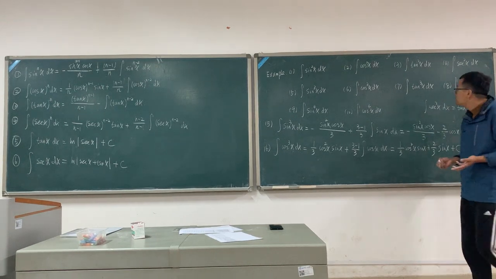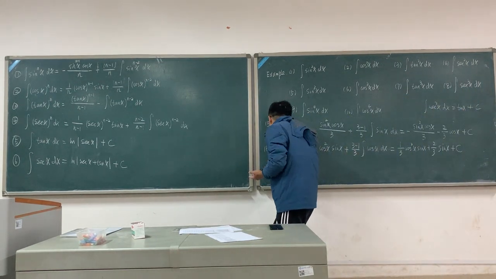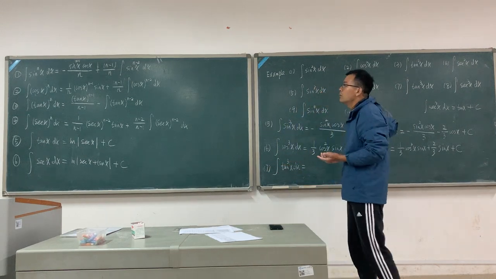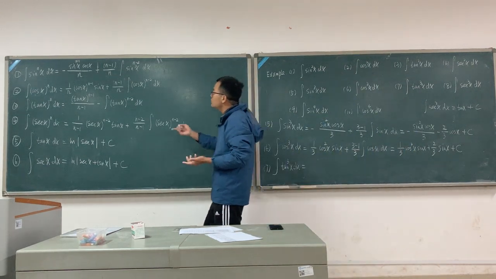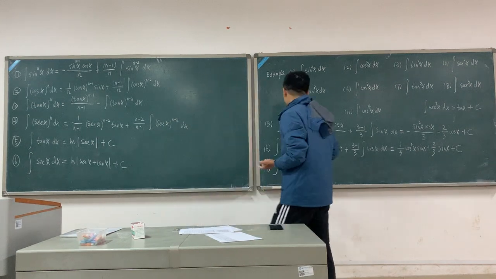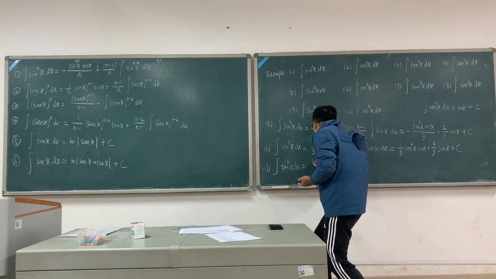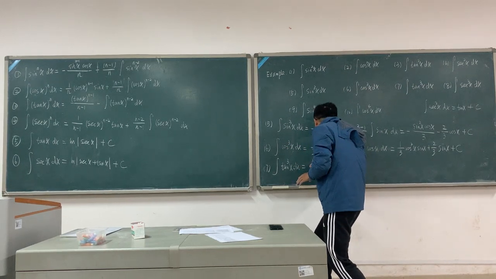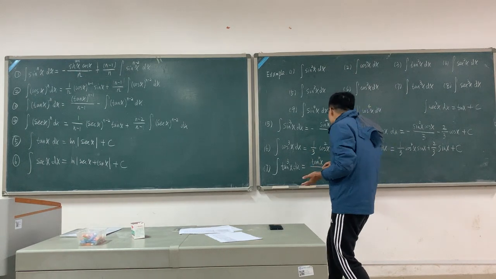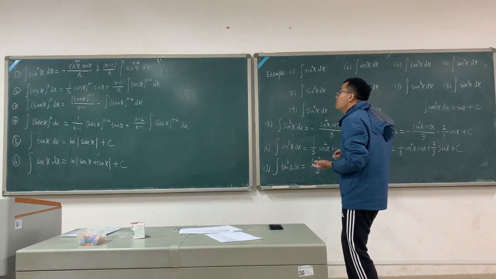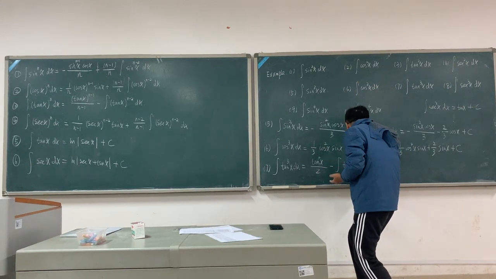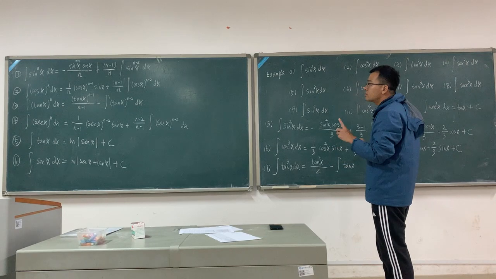Number 7 is the antiderivative of tangent x cubed dx. For tangent x cubed, we use this formula, so it equals tangent x to the 3 minus 1 power, so squared, by 3 minus 1, so 2, minus the antiderivative of tangent x to the 3 minus 2 power, so the 1 power dx.